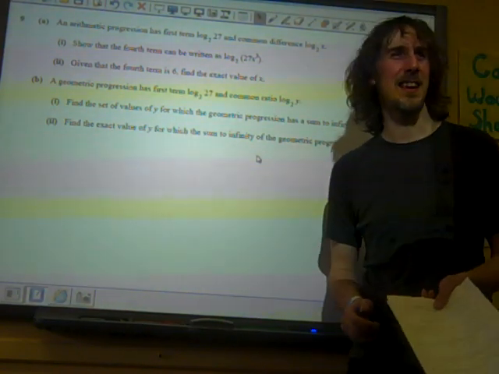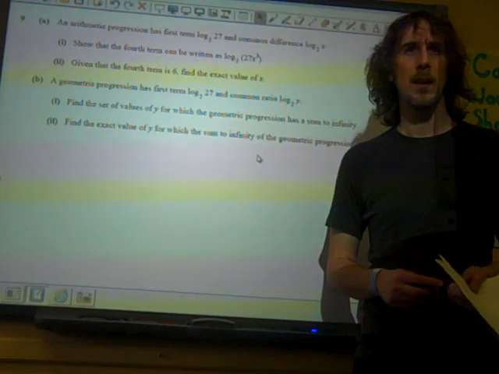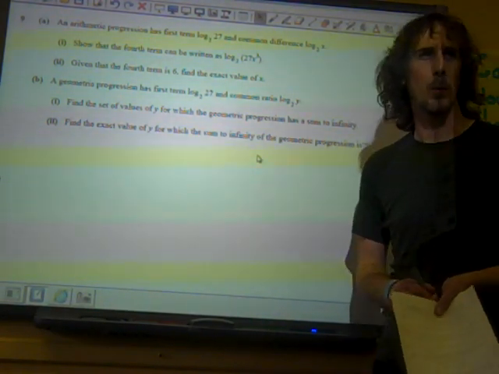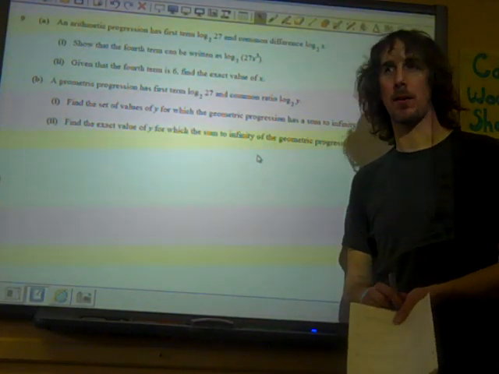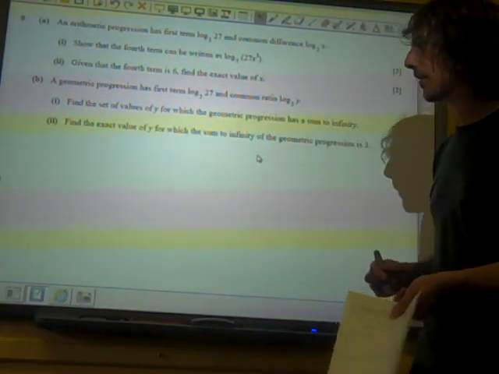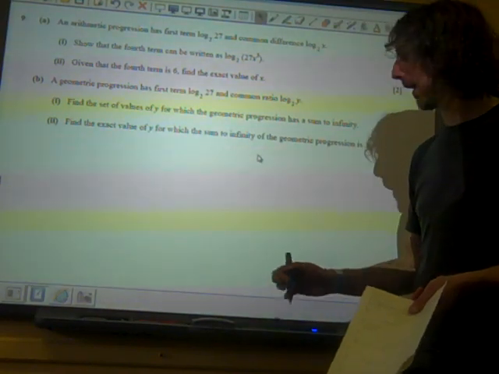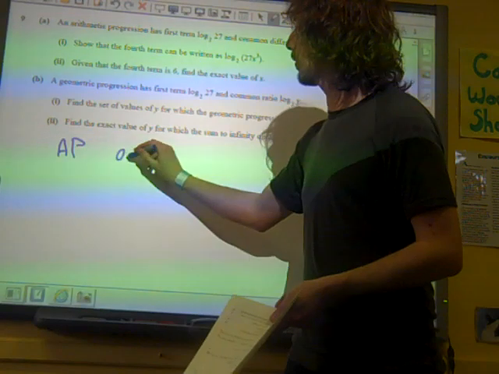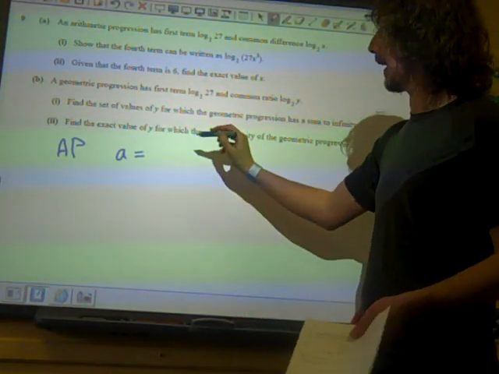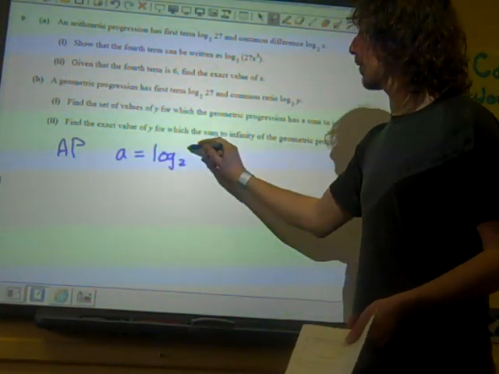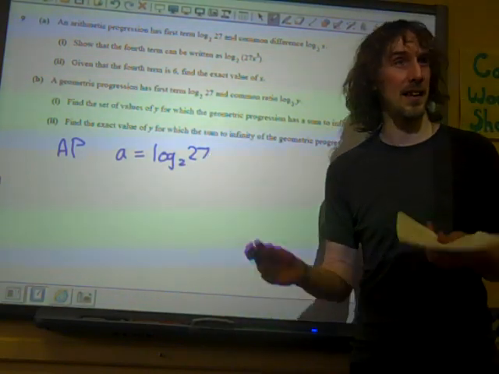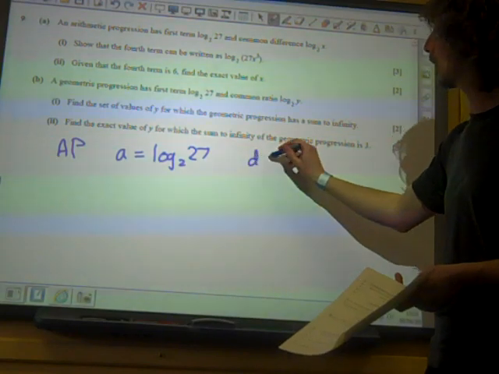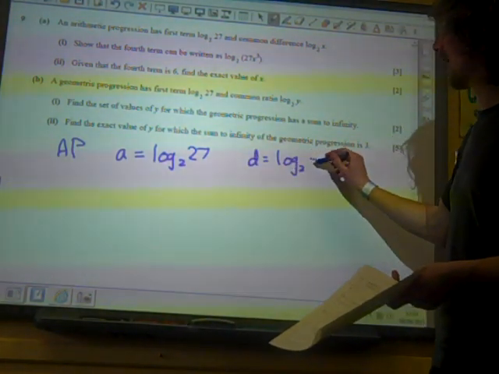The thing is, it starts off and you just feel what is going on, don't you? They've used lots of words, and you take a deep breath and realise that it's nowhere near as complicated as it feels. It's an arithmetic progression. Let's just write down what we normally write down for that. The first term A is log base 2 of 27. I'm definitely not going to stick that in the calculator and evaluate it. I'm going to leave it like that. The common difference is log base 2 of x.